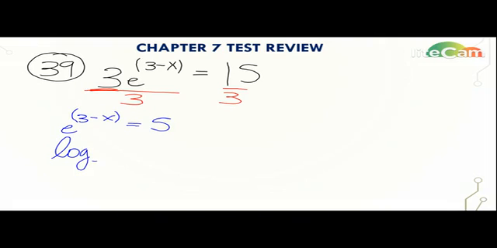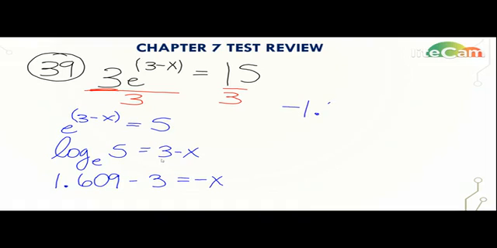Let's write log e of 5 equals 3 minus x. Remember, log e is just the natural log button in the calculator. So I'm going to do ln button 5 and I get 1.609. I'm going to go ahead and subtract that 3 over because that makes it easy. And I get negative 1.39 equals negative x. If you divide by negative 1, you get a positive, which means the answer is 1.39. And that number works just fine in the exponent over here.